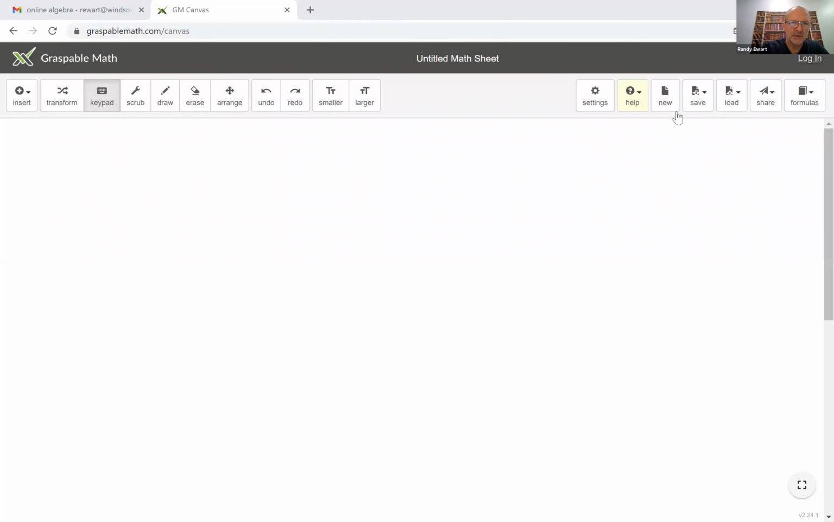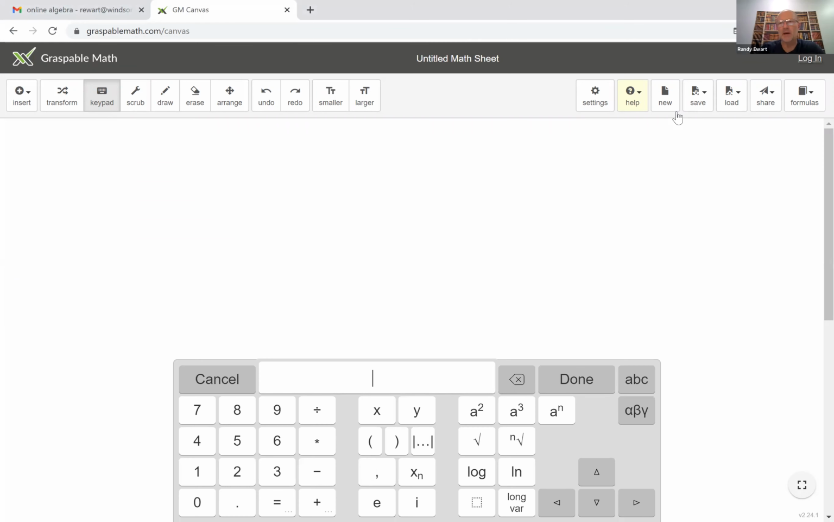And I'm going to click on the keypad. Sorry, I meant insert. So we're going to click on insert math expression, and then the keypad pops up. And so let's start off with a simple equation. So I'll type in something like this, and then hit done.